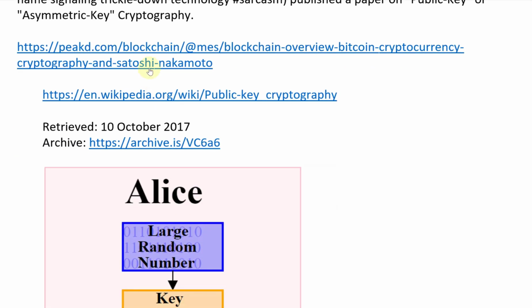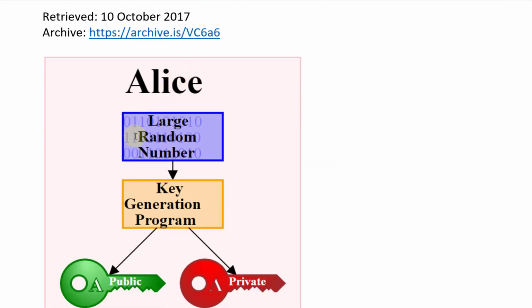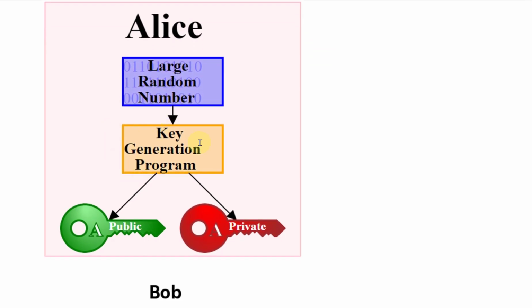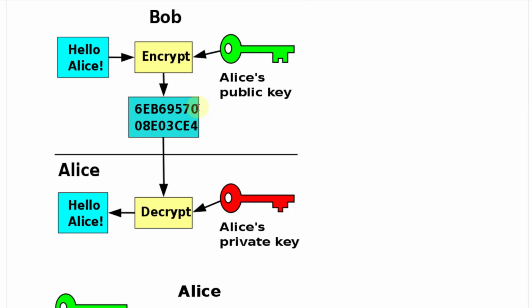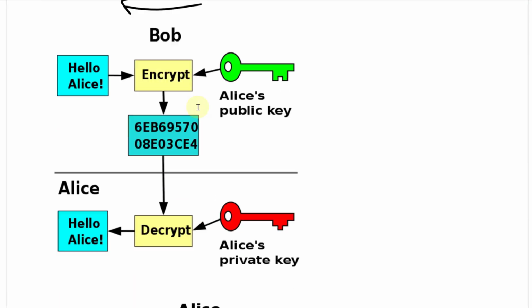And again, from my blockchain overview video, so what do we have here? If Alice creates two keys using a large random number generator, a key generation program creates two keys, public and private, that are mathematically linked. The private key can create and verify the public key, but the public key can't easily create a private key. So the one-way function goes from the private key to the other side, like that. And asymmetric key cryptography, or public key cryptography, looks something like this.